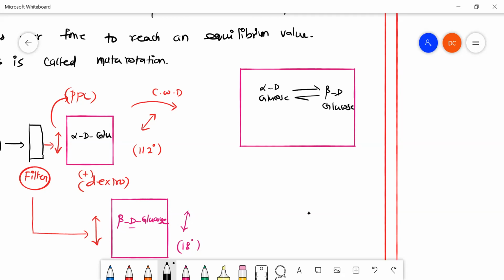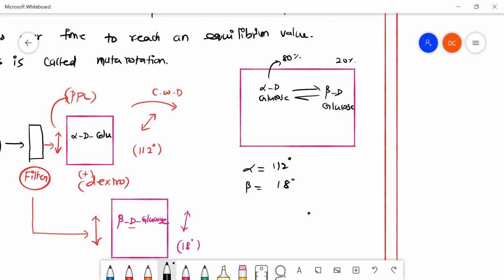That is, it reaches an equilibrium, because the conversion is continuously happening. At equilibrium, some 80% will be alpha D glucose and 20% will be beta D glucose. If you solve this, the angle of rotation will change. Why does the angle of rotation change? Because the alpha form has 112 degrees, but the beta form has only 18 degrees.